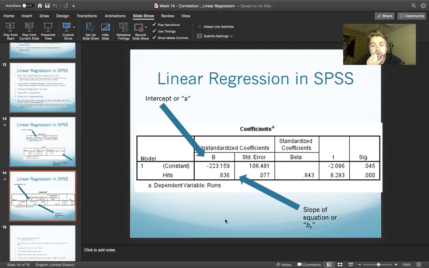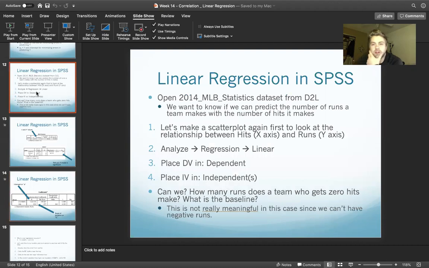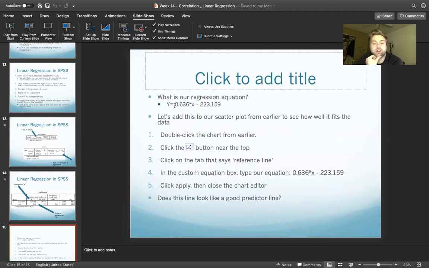So that means that with 0 runs, a team gets negative 223 hits, which again is not interpretable just because you can't interpret that 0. Sometimes you can though, because some variables you can have a negative value. This is not one of them. But essentially, this is our equation, right? So we're predicting that runs equals 0.636 times hits minus 223.